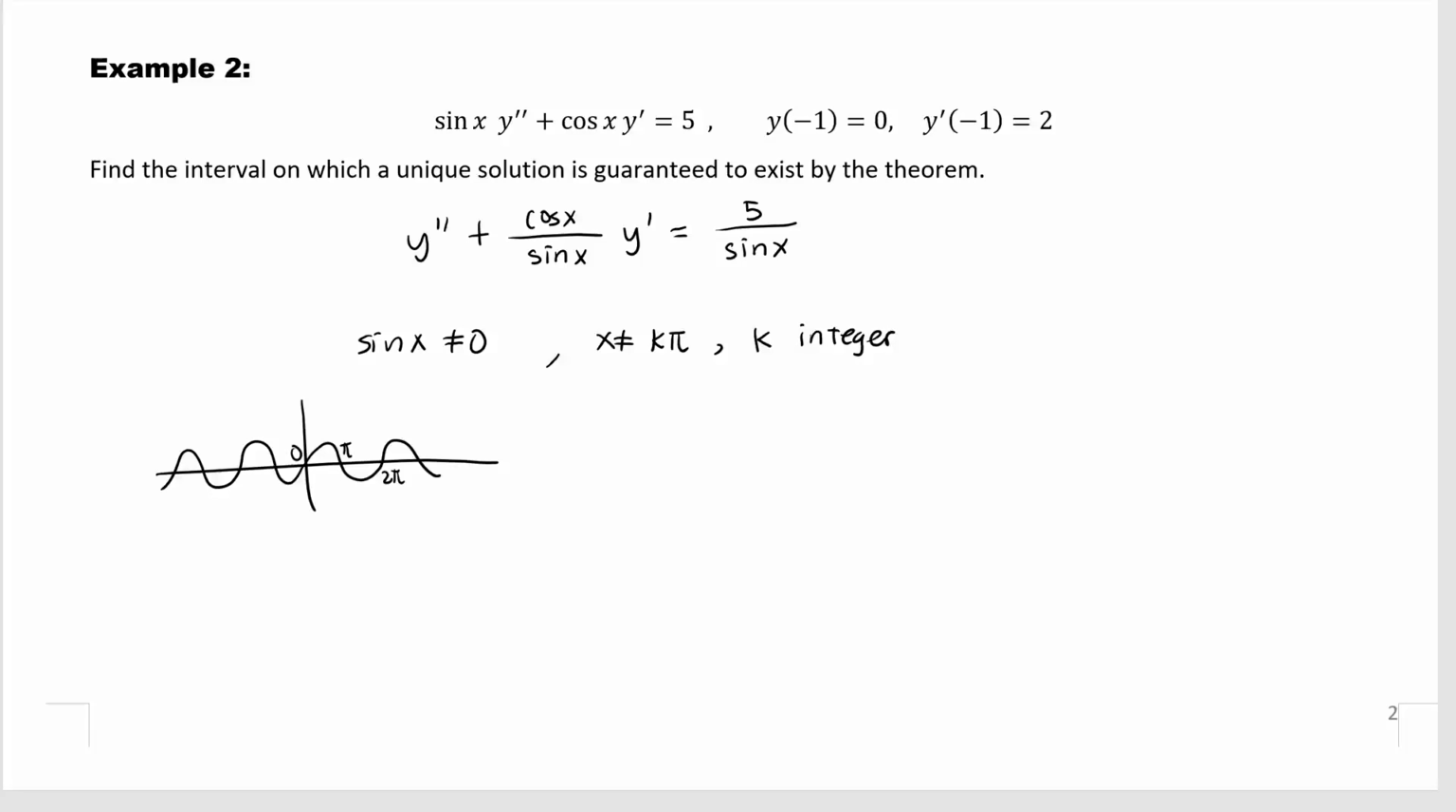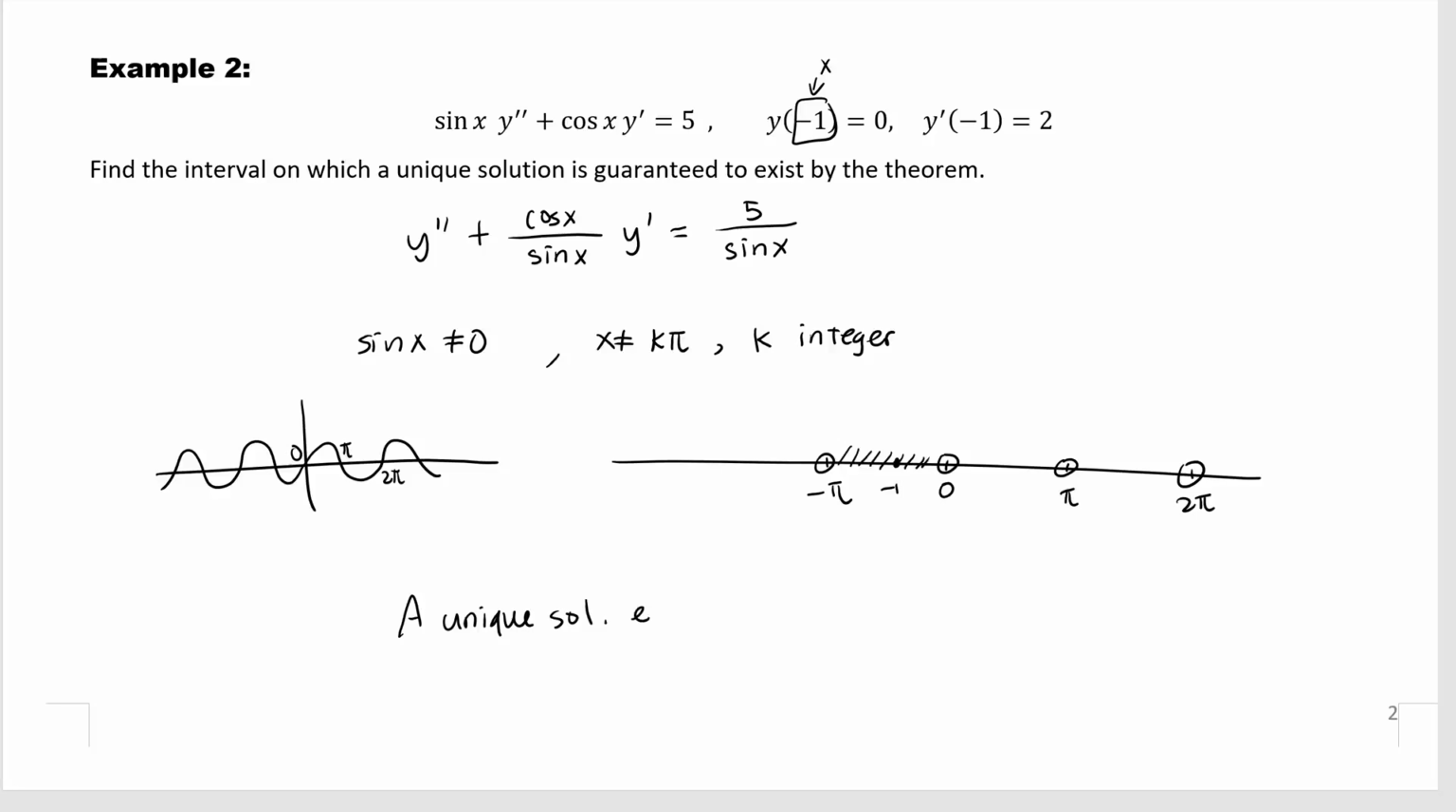All right. Okay, so now let's draw a picture. x cannot be 0, cannot be pi, cannot be 2 pi, cannot be minus pi. Okay, where is our initial value? x is minus 1. Where's minus 1? Somewhere here. So we're on this piece. So that's why we answer that a unique solution exists on minus pi to 0, by the theorem.